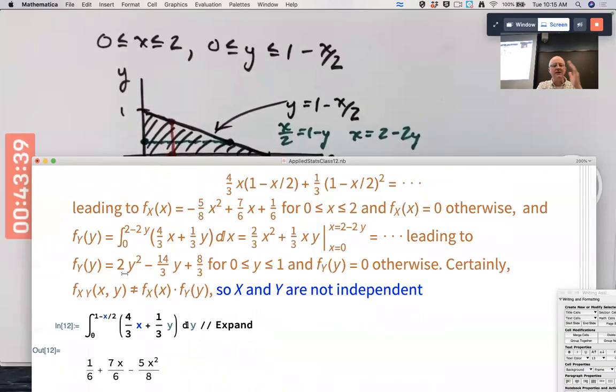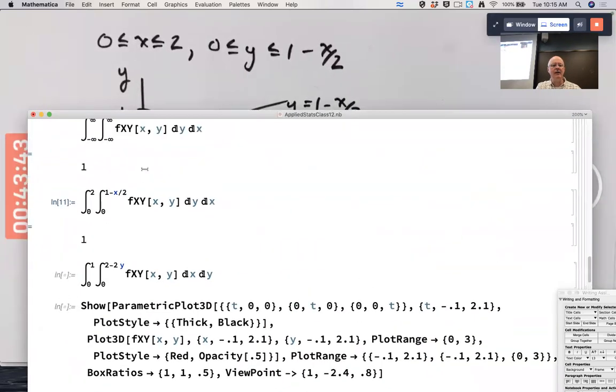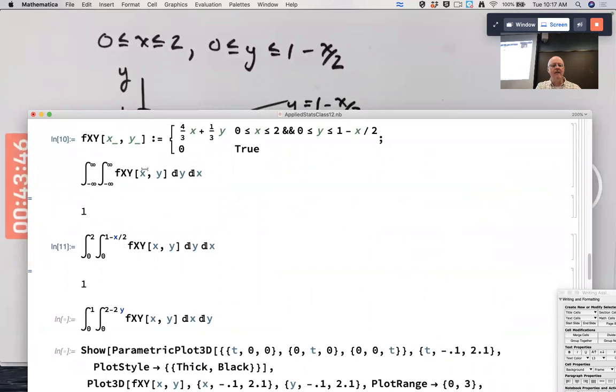Yeah. Actually, let's go back up to the joint PDF. Here's another way to confirm that the joint PDF integrates to 1. Notice the difference between this double integral and this double integral. In this one, y is done first and then x. X goes from 0 to 2. Y goes from 0 to 1 minus x over 2. That's the way we've usually done it.